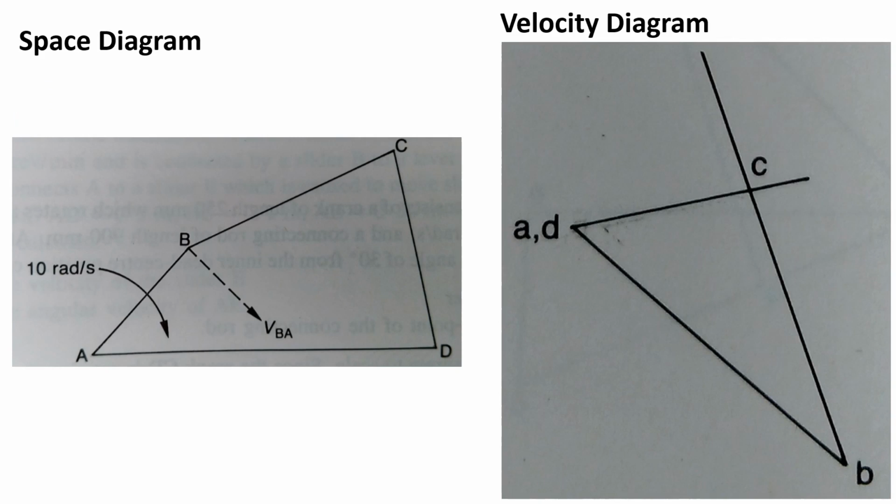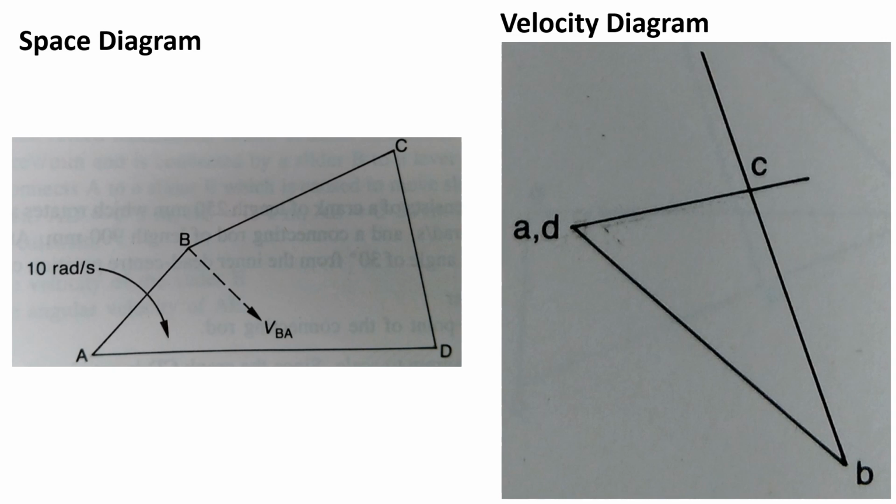Now consider the link CD. Point D and point A both are fixed. That means their relative velocities are 0. Hence, point A and point D occupy the same point on velocity diagram.